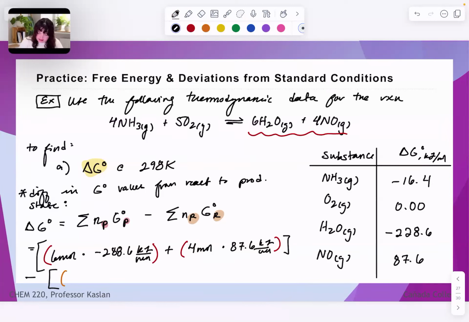All right, so reactants, we had 4 moles of ammonia, and ammonia has a standard free energy of negative 16.4 kilojoules per mole. Plus, and lastly, oxygen. This one's nice and easy. It's an element, so its free energy is always going to be 0, so that's going to be 5 moles times 0 kilojoules per mole, just so we can see where that came from.